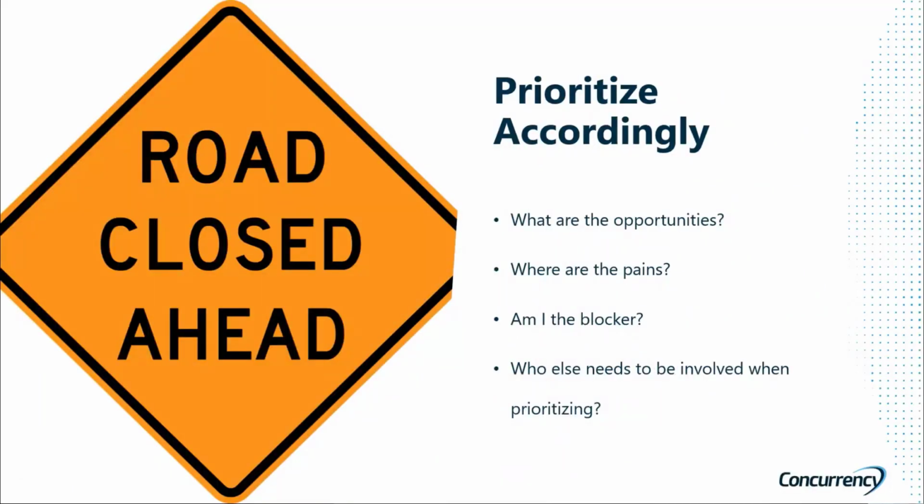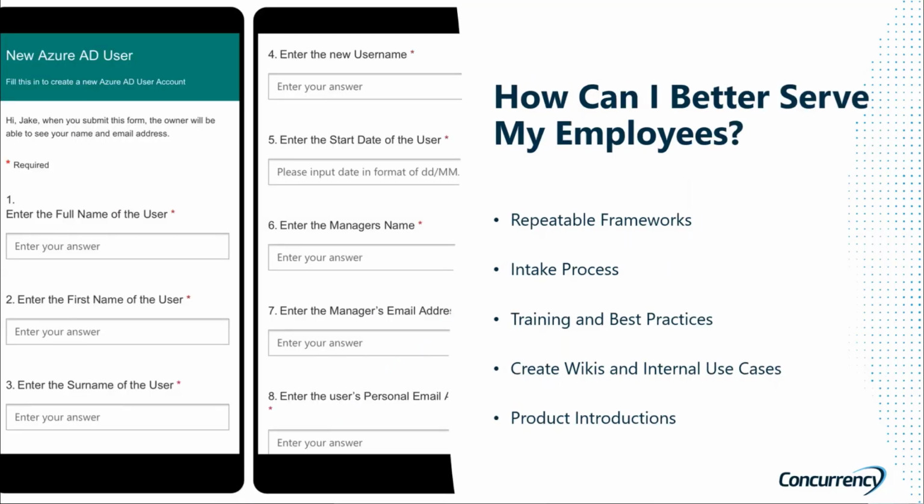Prioritize accordingly. With having everything visible, just make sure that you're understanding what those top priorities are. On top of that, how can I better serve my employees? As an admin, you can create these repeatable frameworks. With that, there's the intake process. Just like we showed you guys a form earlier today, making sure that you're capturing all that information up front and minimizing the dialogue between you and somebody that has a question is going to be key. It's going to really facilitate a great response time, and then also overall satisfaction.